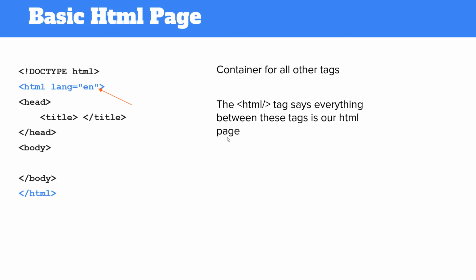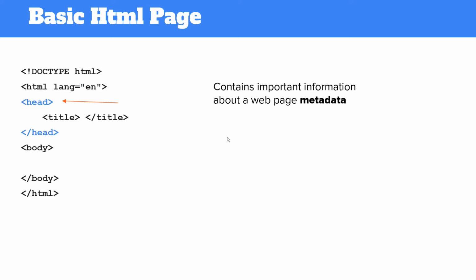Second, we have the HTML tags. The HTML tags contain all the other tags. The HTML tags basically say that everything in between those tags is our HTML page or our HTML document. We can see we have wrapped everything inside those HTML tags. The lang means the language, and in our case we are using English.